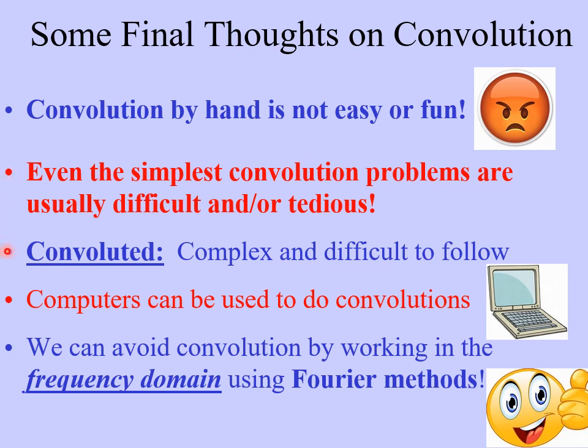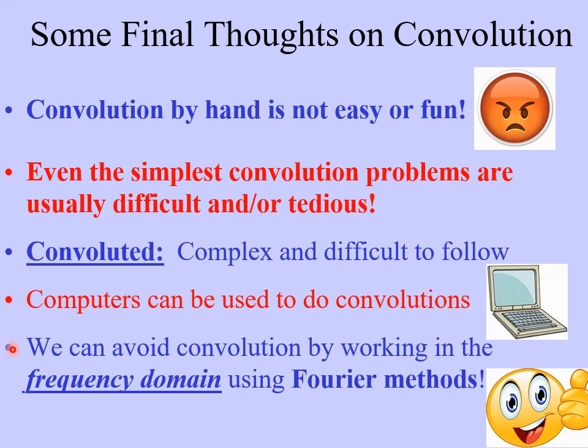It's kind of interesting that the word convoluted, which you've heard used elsewhere, means complex and difficult to follow, like a convoluted plot of a movie. So I guess it's a fitting name that we call this method in signals and systems convolution, because it is complicated and difficult to follow. Computers obviously are much better at this kind of thing because it's a lot of calculation and brute force computation.